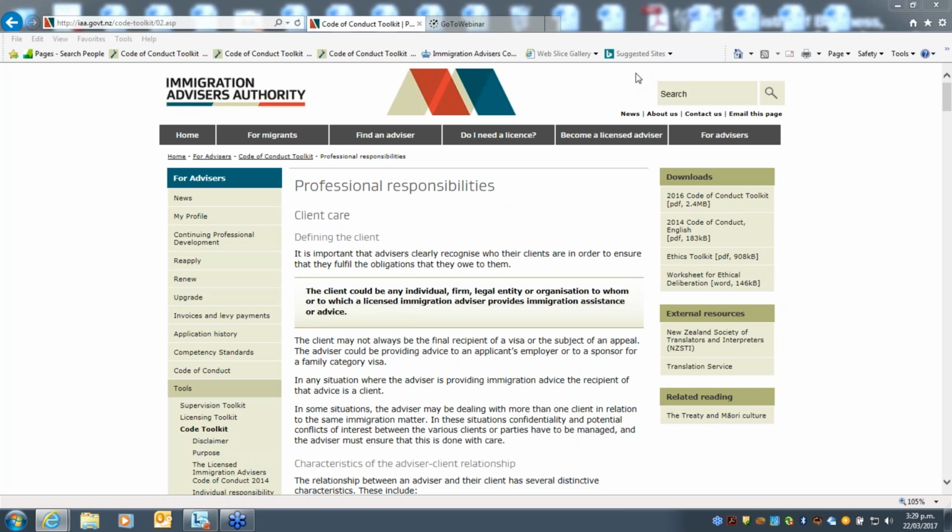It doesn't matter what the medium is. As a licensed advisor, all licensed advisors have the obligation to be professional and respectful, and that includes in your dealings with other licensed advisors. So in those Facebook forums with licensed advisors, you should be professional and you should be respectful.